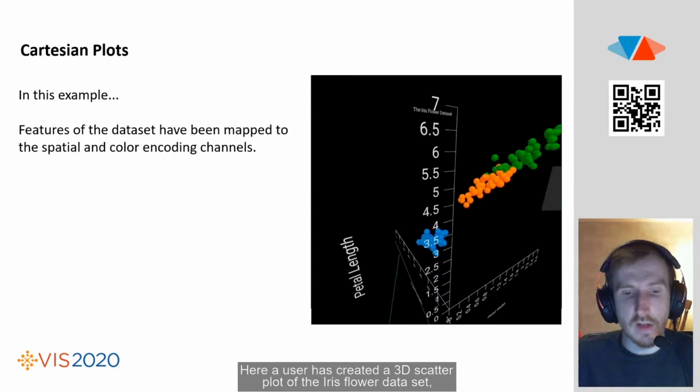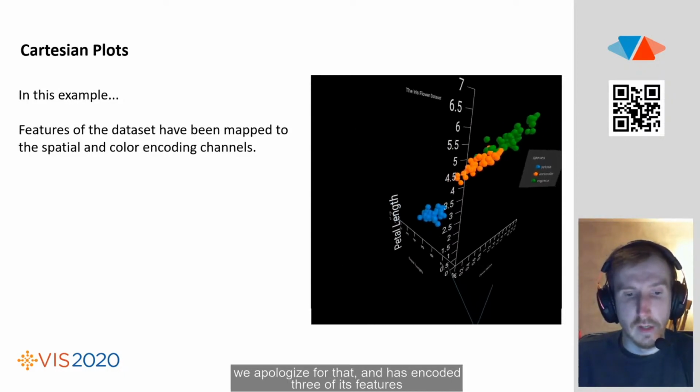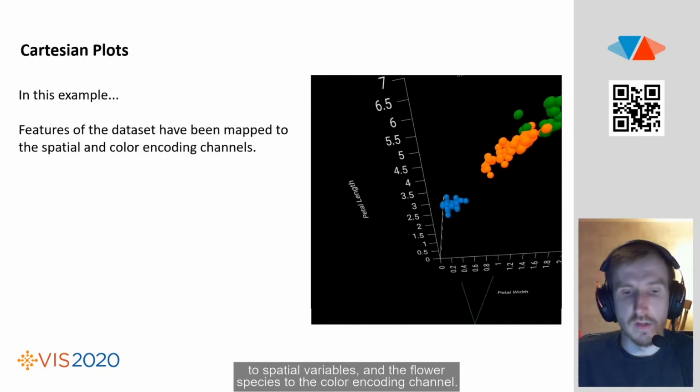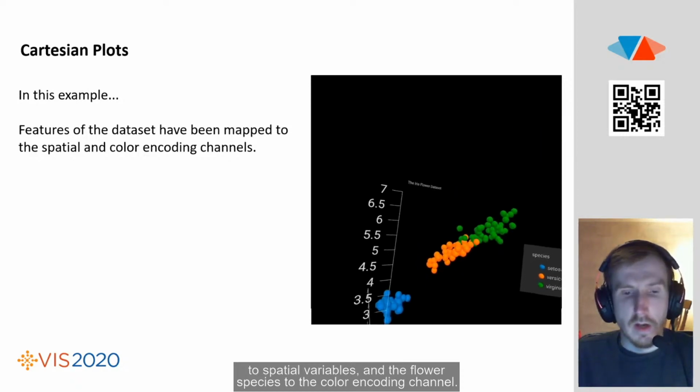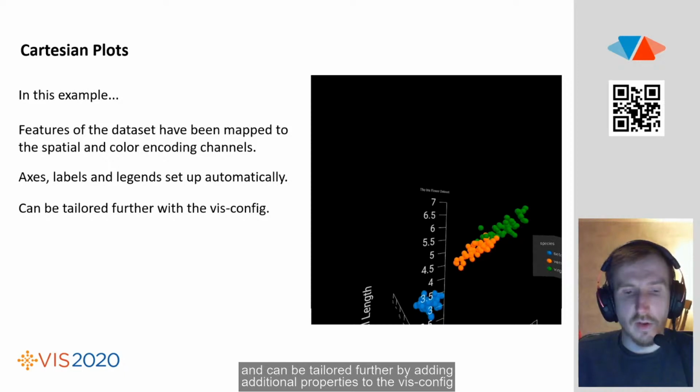Here, a user has created a 3D scatter plot of the iris flower dataset, and has encoded 3 of its features to spatial variables and the flower species to the colour encoding channel. Axes, labels, and legends are all set up automatically and can be tailored further by adding additional properties to the visconfig if desired.